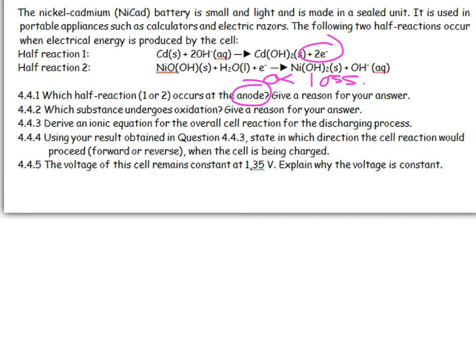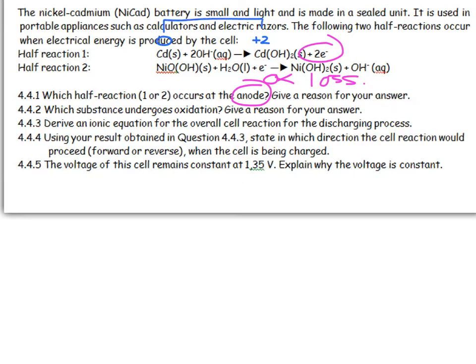So it's reaction number 1, because reaction number 1 loses electrons, and loss of electrons is oxidation. Oxidation occurs at the anode. All of that. Which substance undergoes oxidation? So it's obviously going to be, let's do our little oxidation numbers, 0, and over here this turns into +2. So it is the cadmium itself that undergoes the oxidation, where its oxidation state goes from 0 to +2.